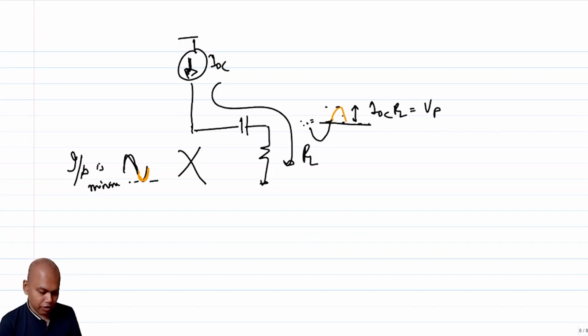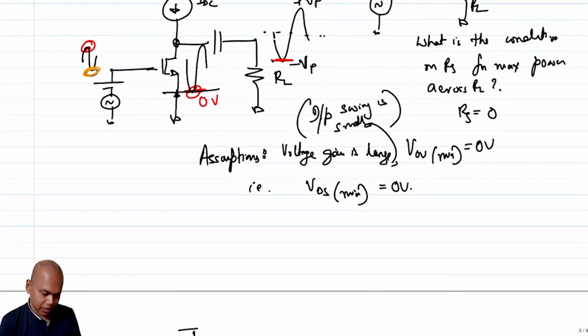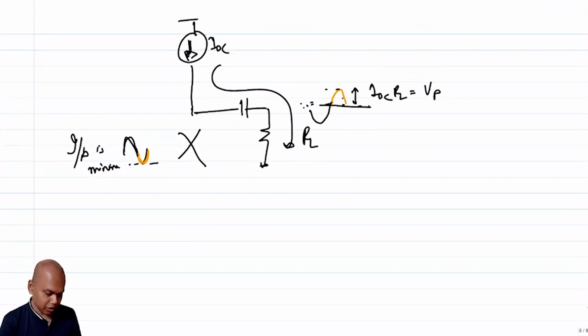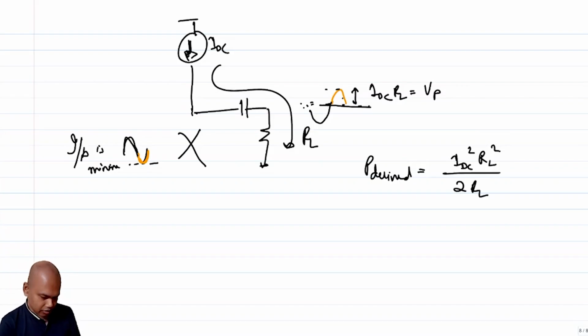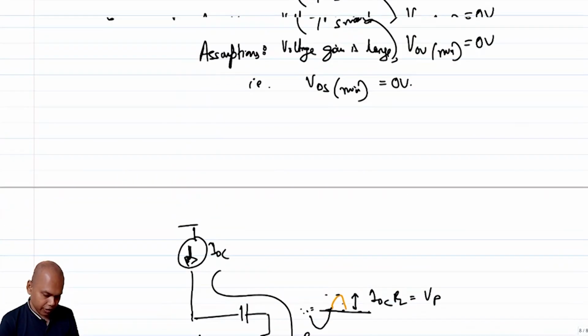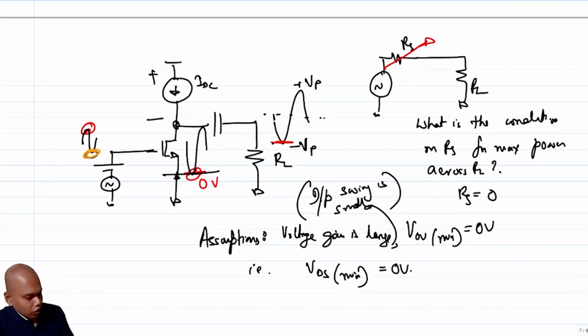Okay? So what did I find out? I found out Vp in terms of IDC and RL. So what is the power delivered? It is Vp squared by twice RL, which is IDC squared RL squared by twice RL, right? So basically IDC squared RL by 2. Okay. And what is the power consumed? How do I know what is the power consumed? In order to find out the power consumed, all I need to find out is how much the voltage is that is changing across IDC.